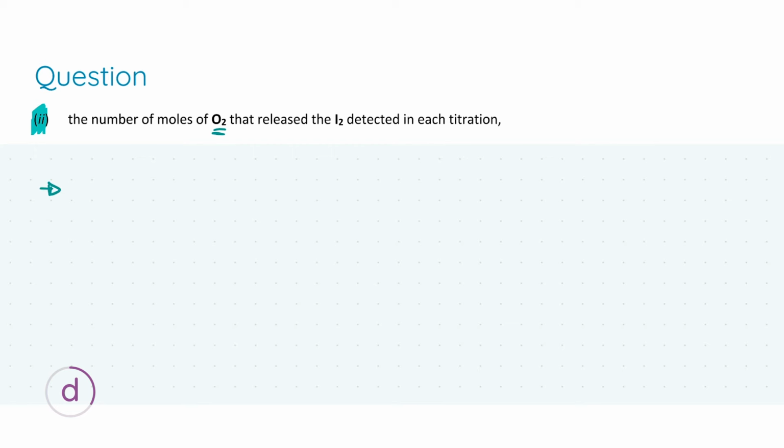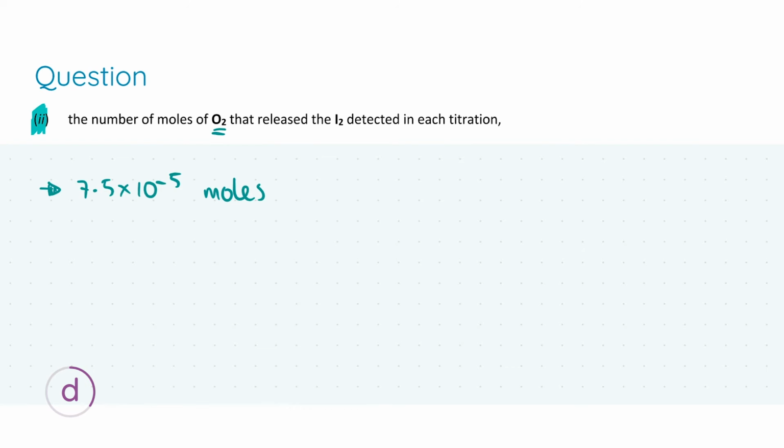Recalling from the previous question, we found the number of moles of sodium thiosulfate that we used in each of those titrations. That answer was 7.5 by 10 to the minus 5 moles. So this is the number of moles of thiosulfate, and that's an important thing to note here.